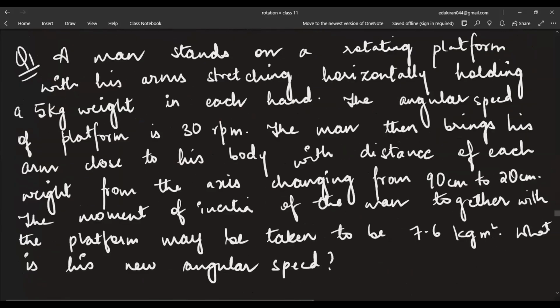So this is a question. I'll discuss it myself, but it's a lengthy question. You write it by yourself, make a rough sketch, make a rough figure, then I'll discuss it with you. First, you write this question 1. After this will come the topic of conservation of angular momentum.